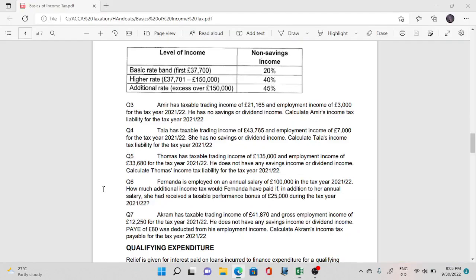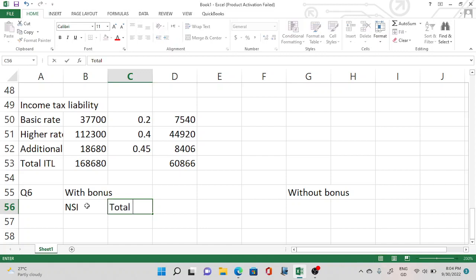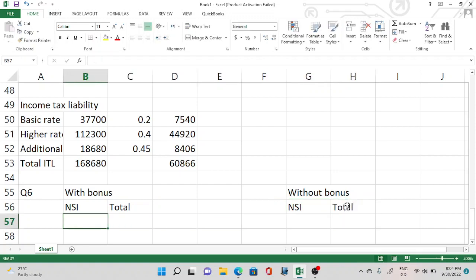So question number 6. Now the first one, let's make it NSI, and the first situation is with bonus. Okay, and the other one, let's do it here, without bonus. With bonus NSI, and there is no savings, nothing else. So directly we can do the total here, or no need for that as well. And NSI, okay, and the total. We are having employment income first.